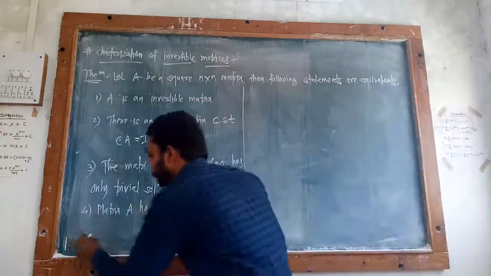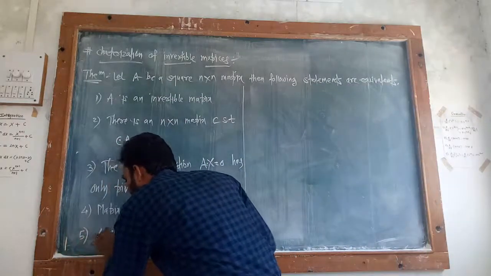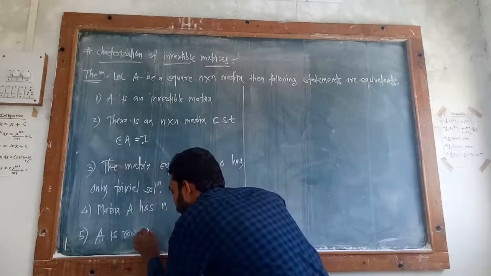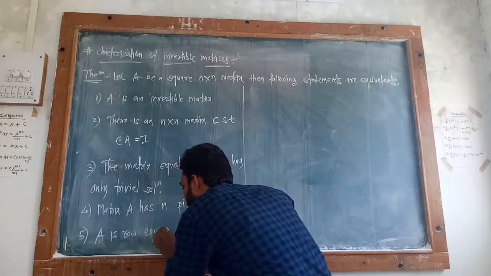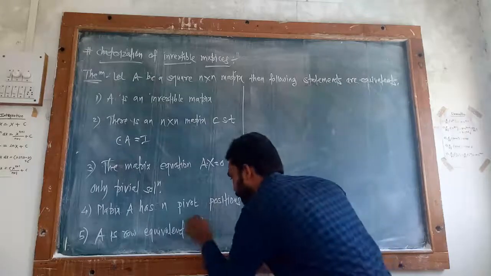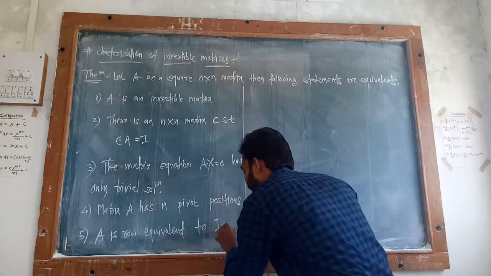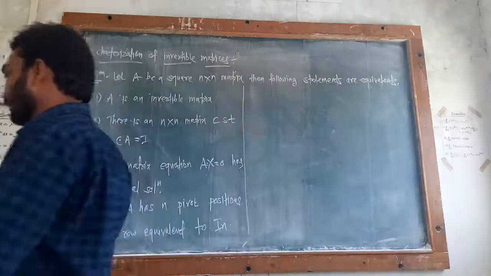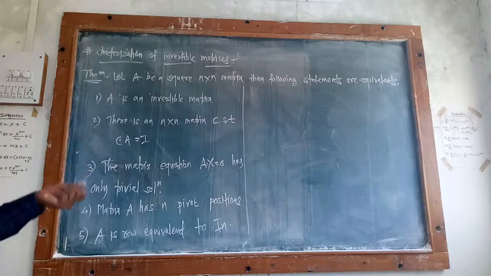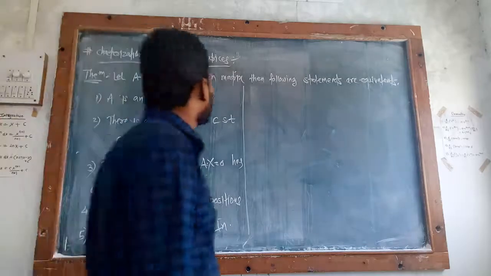The last, fifth statement is: matrix capital A is row equivalent to the identity matrix In. So your fifth statement is matrix A is row equivalent to identity matrix In. Okay, these all five statements are equivalent. So we are going to see one by one. So let us write the proof.